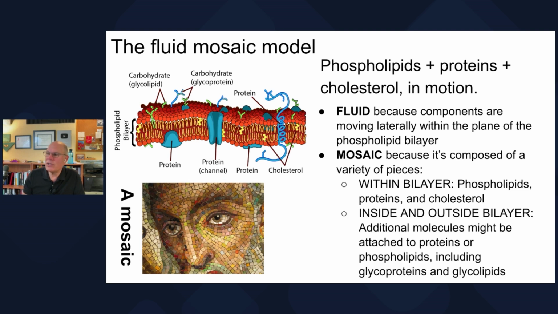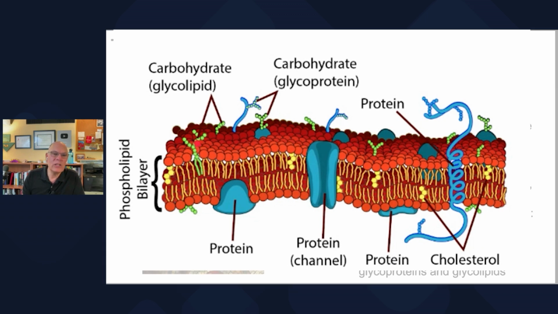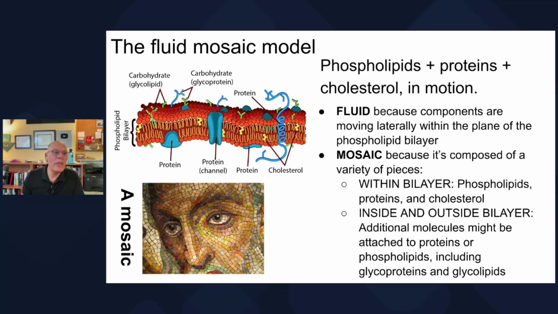And then inside and outside the bilayer, you have additional molecules that might be attached to proteins or the phospholipids. And that includes glycoproteins and glycolipids. A glycolipid is this over here. So a glycolipid, you can see this phospholipid tail. But what we've done is we've replaced the top part of it with a short polysaccharide, so glycolipid. And I misspoke. I didn't mean a phospholipid tail. I meant two fatty acid tails that are then connected to a short polysaccharide. So that's what we've got going on in terms of the fluid mosaic model.